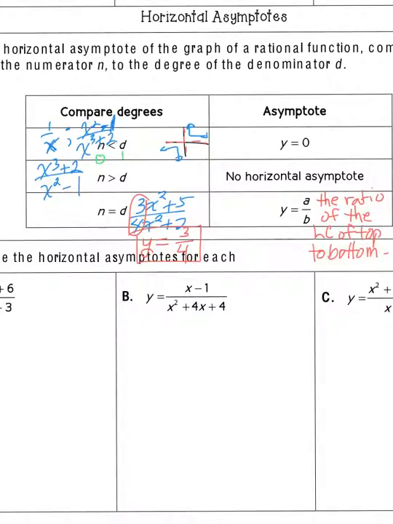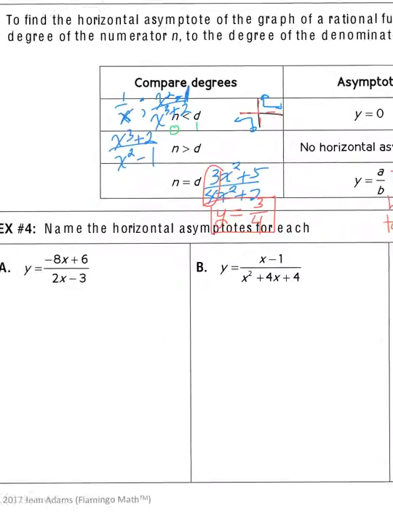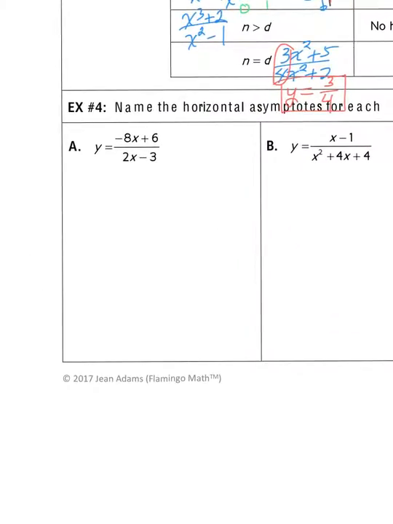Okay, so we only have a couple left. What I want you to do is name the horizontal asymptotes for A, B, and C based upon what we just did. I'm going to start off by looking at the degree of the numerator and comparing that to the degree of the denominator. So pause the video, find the numerator and denominator, look at your table above and see if you can figure it out, then restart the video.